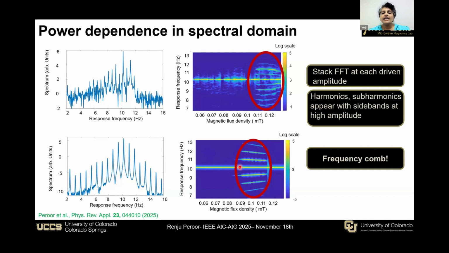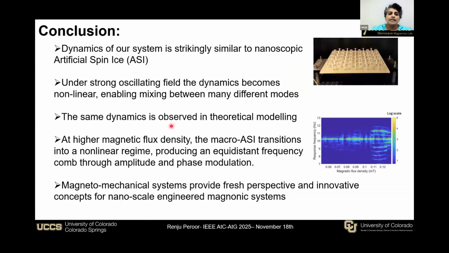Okay, good. So I would like to conclude my talk: the dynamics of our system is strikingly similar to nanoscopic artificial spin ice. Under a strong oscillating field, the dynamics becomes more nonlinear, enabling mixing between many different modes. The same dynamics is observed in theoretical modeling. At higher magnetic flux density, the macroscopic artificial spin ice transitions into a nonlinear regime, producing an equidistant frequency comb through amplitude and phase modulation. The magnetomechanical system provides a fresh perspective and innovative concepts for nanoscale engineered magnonic systems.